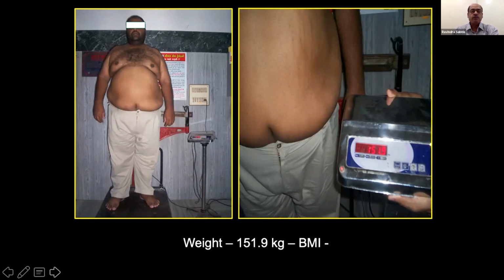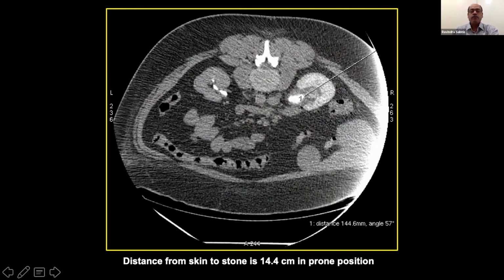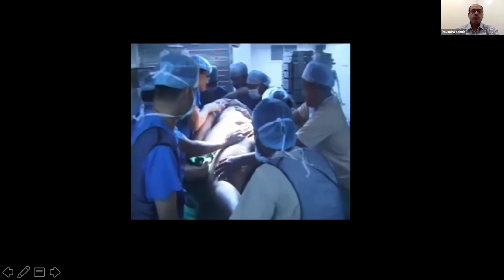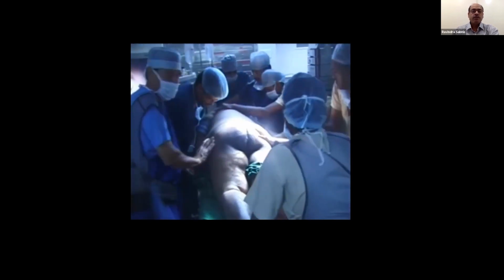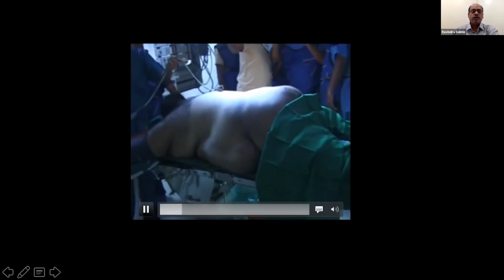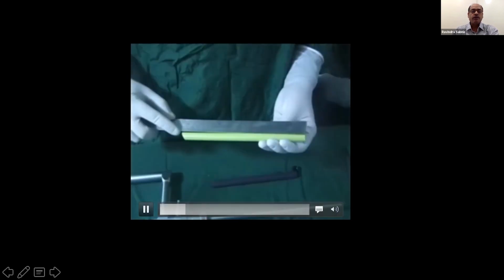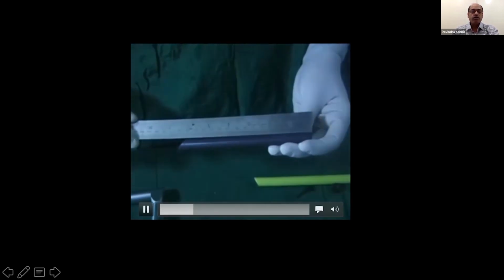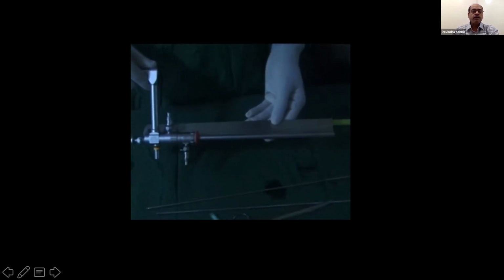Grossly obese patient, more than 50 BMI, and a very, very high 14 centimeter skin to stone distance. Very difficult right from the word go. Often people prefer to do supine PCNL. This is the patient where we are demonstrating PCNL in a prone position. So many people are required to turn the patient. Deep vein thrombosis is a problem, and you see that the obesity makes this very, very difficult. These are the long instruments, long nephroscope, and once you puncture with a proper guide, the rest of the PCNL is almost the same.